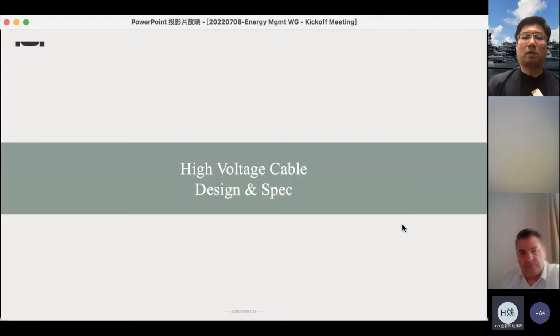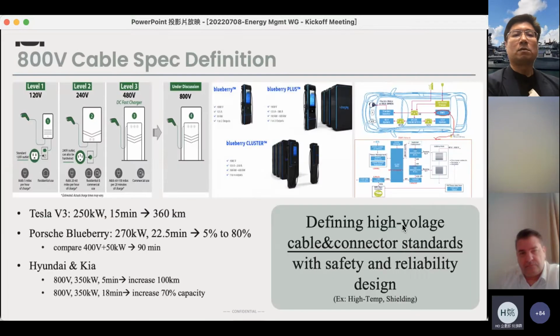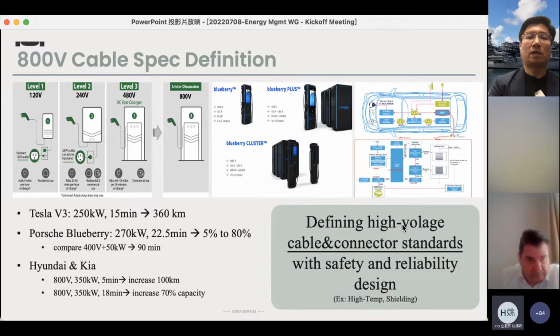Next, I'm going to introduce what we are looking at: the high voltage cable design and specification. We are also doing hardware specification definition, not only in the vehicle, but also in charging stations. So we are working on a high voltage cable specification definition.